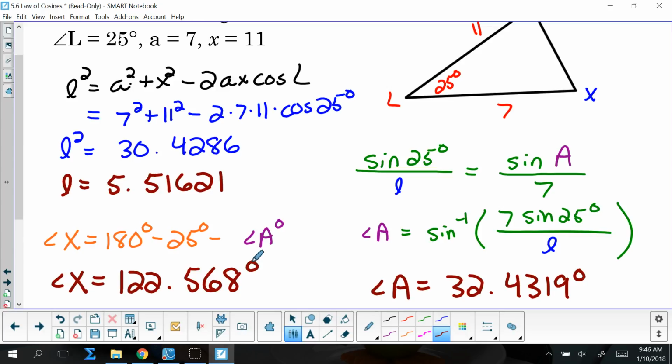Yes, ma'am? Can you explain how you get the angle of X again? 180 degrees, which is the total triangle, the sum of the three, minus 25, which was the angle that was given to me, minus 32.4319.